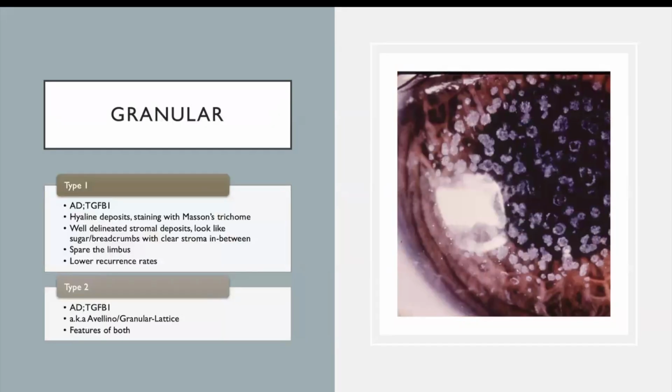Looking at granular, again, autosomal dominant, again, TGFBI. This is where you get these hyaline deposits. They stain with Masson's trichrome. And importantly, with granular, sometimes people mix them up between granular and macular. They mix these two dystrophies up.